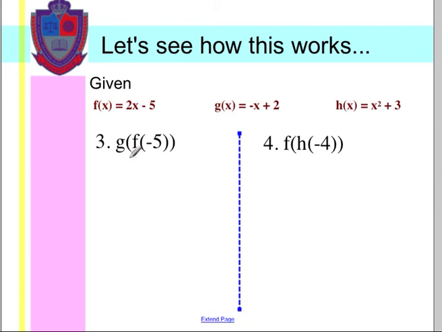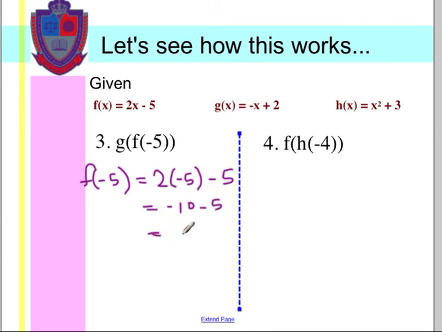This one says find f of negative 5 and g of x. So f of negative 5, that's the first thing I need to find. What's f of negative 5? Let's use f, so 2 times negative 5 minus 5. This becomes negative 10 minus 5, and we add that. So this becomes g of negative 15. Remember, we're not finished. We do this first, then I'm going to do the next.